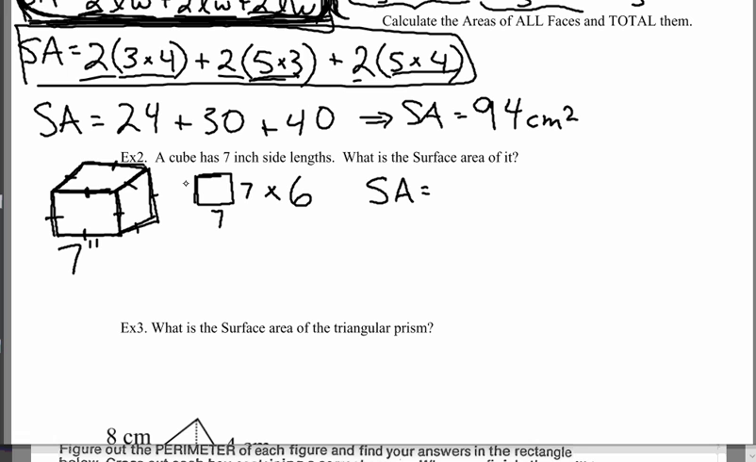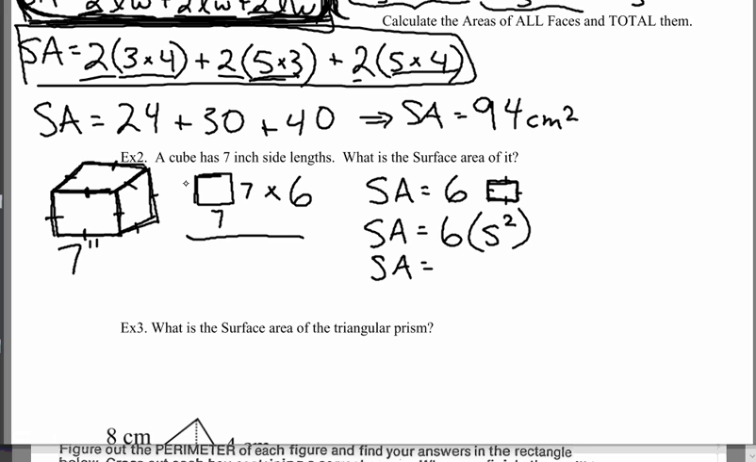So the surface area would be 6 squares. So my formula would be 6 times, and the area of a square is s squared. So 6 squares, 6 times 7 squared. 7 squared is 49. 49 times 6. We would have 294 inches squared for the surface area.